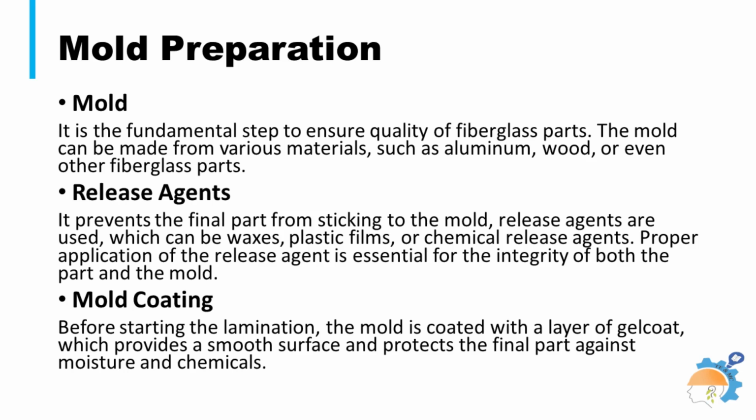The mold can be made from various materials, such as aluminum, wood, or even other fiberglass parts. Release agents can be waxes, plastic films, or chemical release agents. Proper application of the release agent is essential for the integrity of both the part and the mold. A layer of gel coat provides a smooth surface and protects the final part against moisture and chemicals.